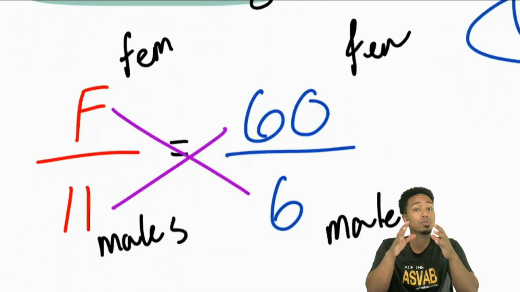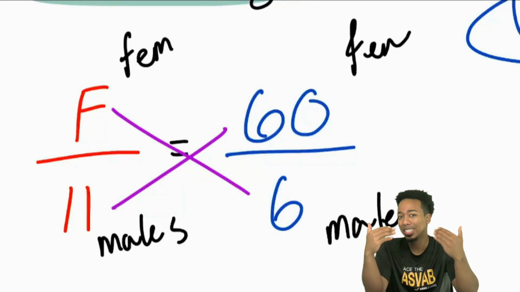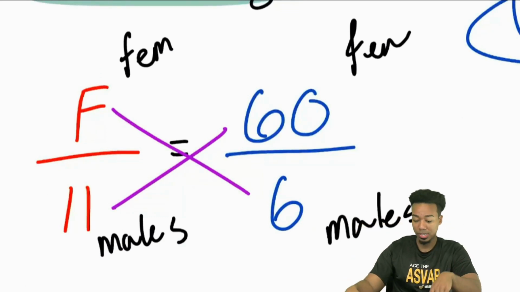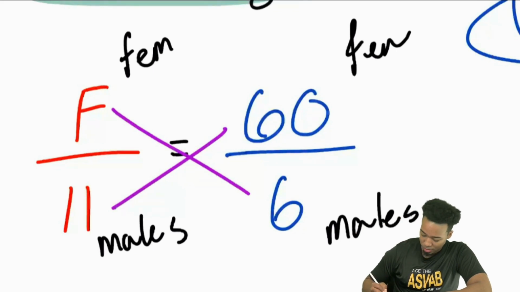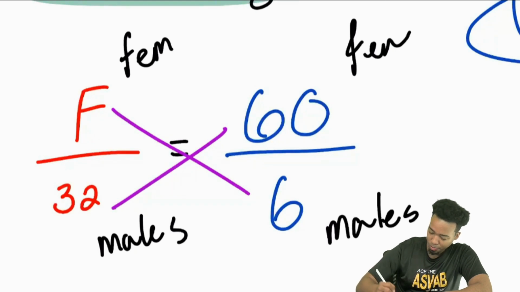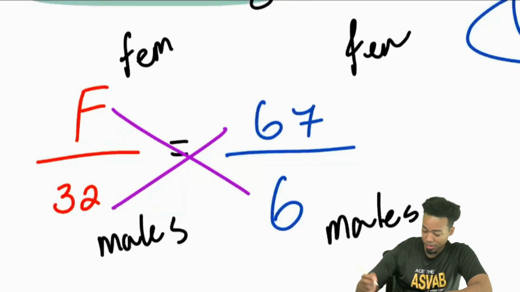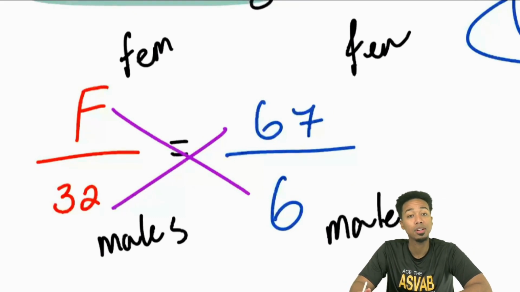Again, you guys have always been taught, hey, we're going to cross multiply and divide, but sometimes that's going to take a little bit of time. As you can see here, if I would have just had a different set of numbers, maybe 32 here, maybe 67 here, would this have been fun to do? No.